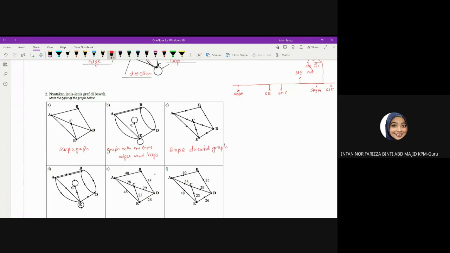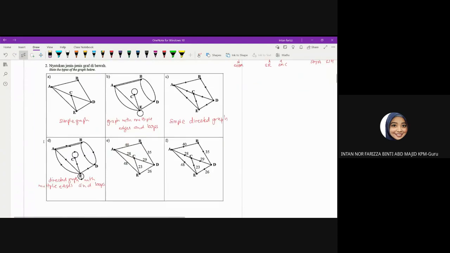Now, the next one is similar to B, but we have the direction, the arrow. So we call it a directed graph with multiple edges and loops. Excuse my handwriting, it has been a long time since I wrote on the writing pad. So it feels weird. Okay, so the next one is similar to A.